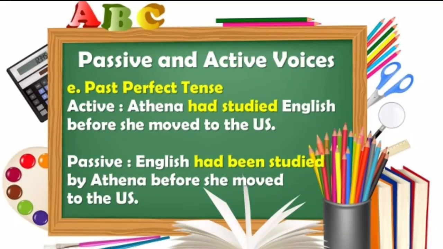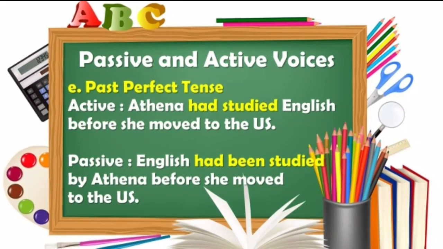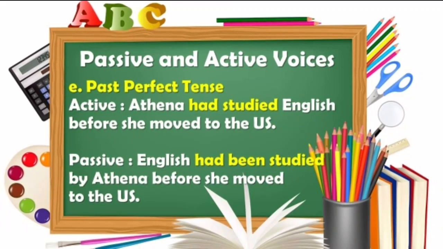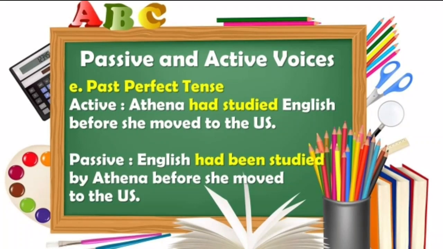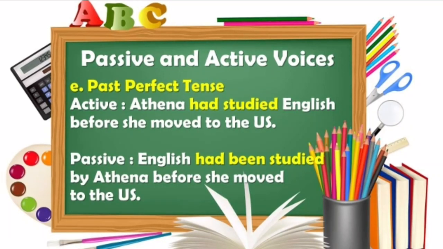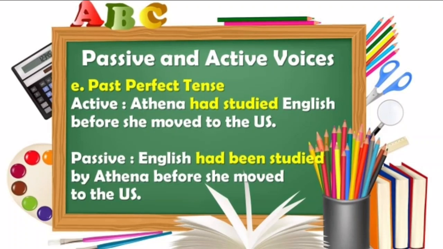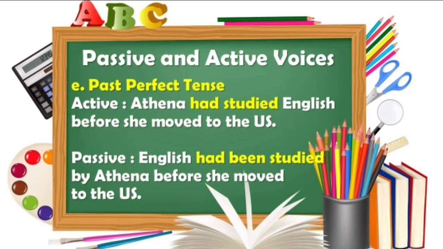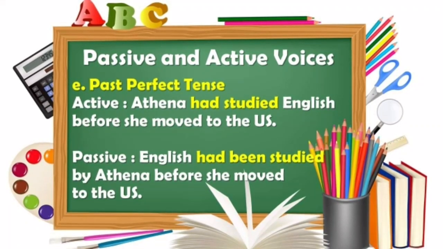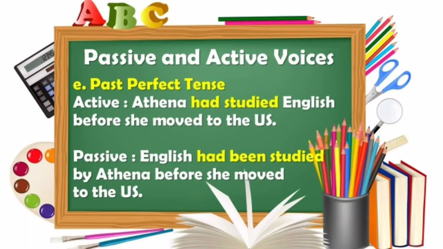The fifth one is past perfect tense. In active voice, Athena had studied English before she moved to the US. Athena here is the subject, had studied is the action, and English is the object. If we transform it into passive voice, English had been studied by Athena before she moved to the US. The object here is English, had been studied is the action, and Athena is the subject introduced by the preposition by.